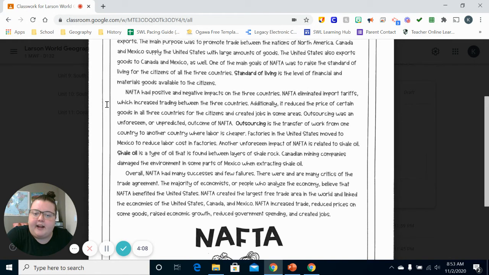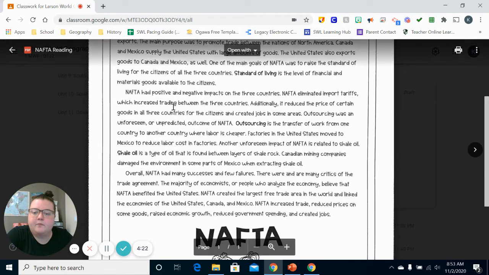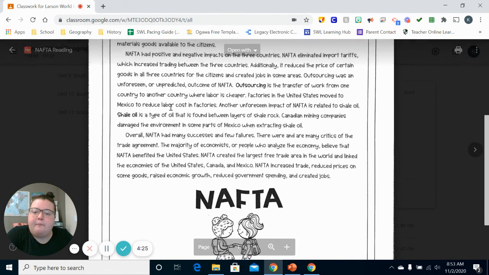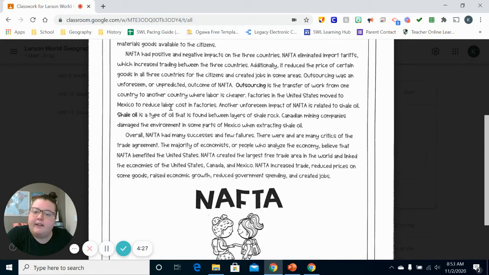Another unforeseen impact of NAFTA is related to shale oil. Shale oil is a type of oil that is found between layers of shale rock. Canadian mining companies damaged the environment in some parts of Mexico while extracting shale oil. Overall, NAFTA had many successes and few failures. There were and are many critics of the trade agreement.